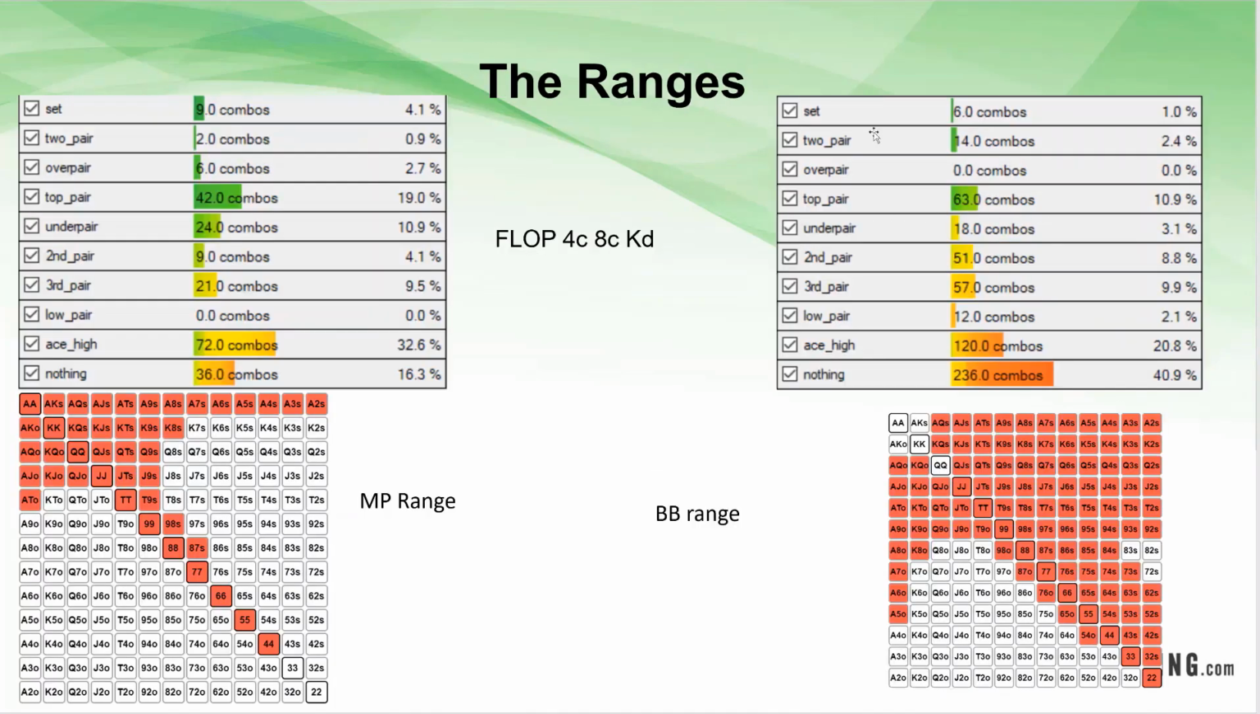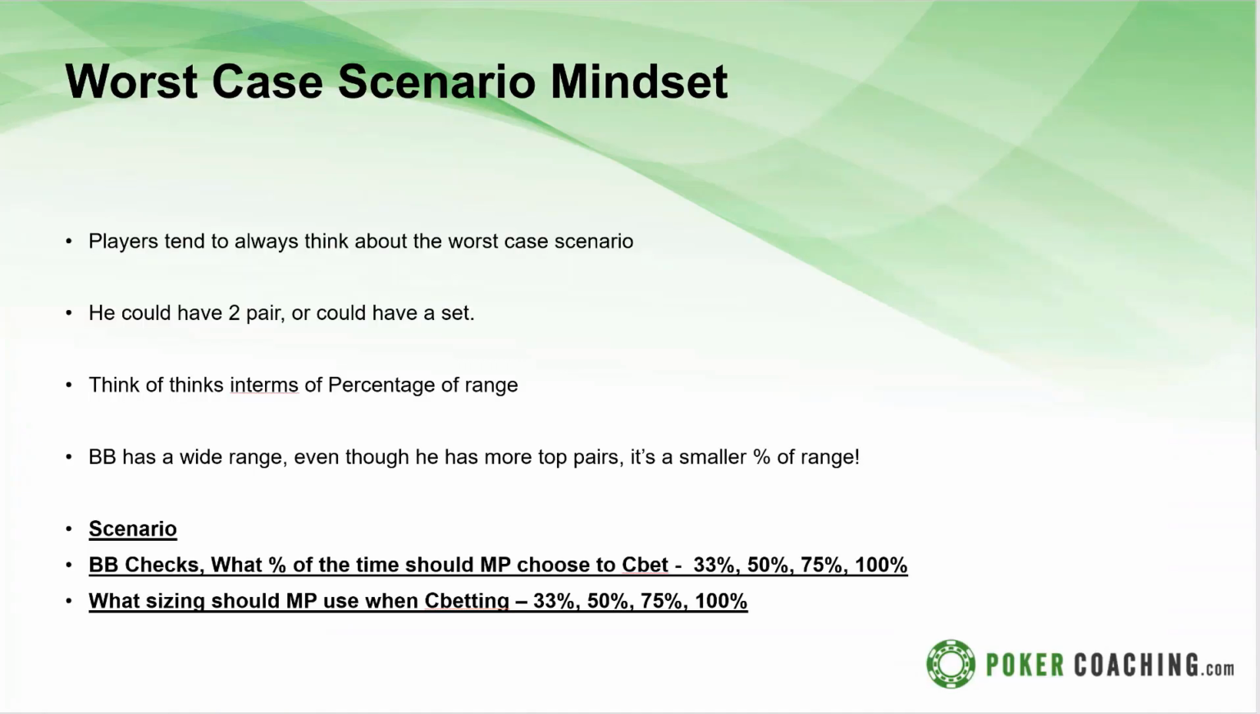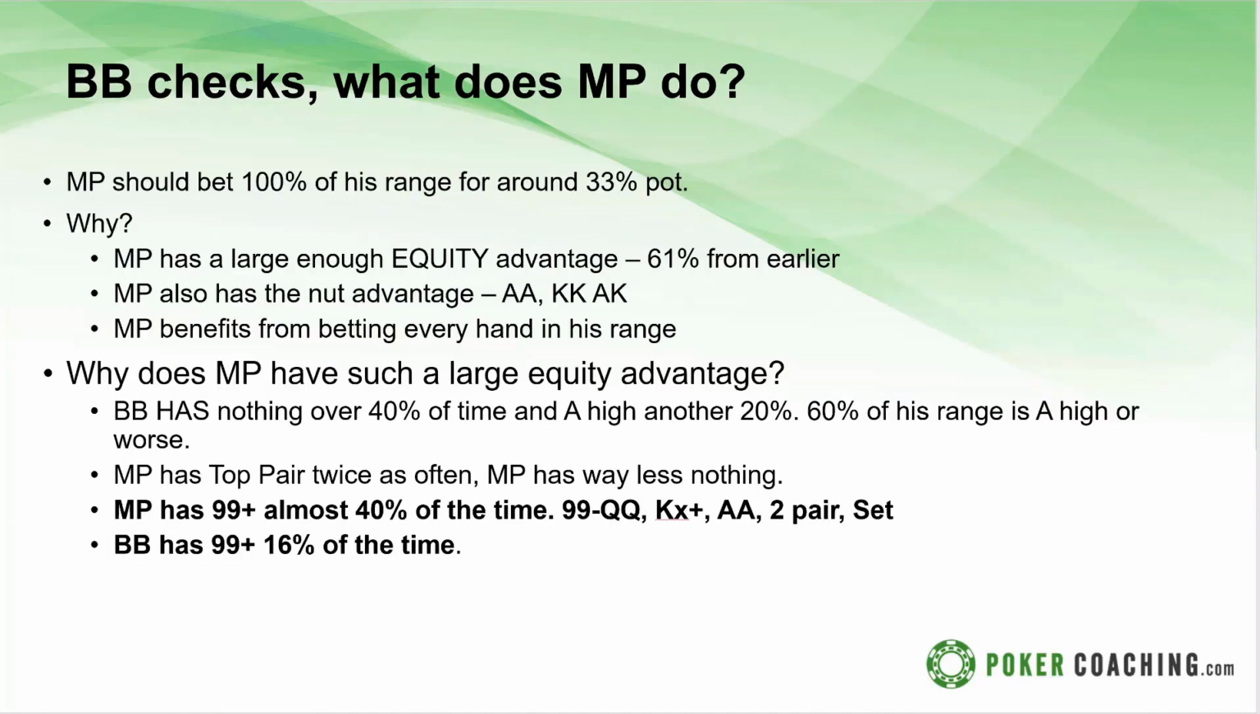We looked at it over here. He has nothing, 41%. Ace high, another 21%. But some of these ace highs are ace-5 offsuit, ace-6 offsuit, ace-7 offsuit. They have nothing going for them. Even ace-5 of hearts basically has nothing going for it on this board. So 60% of the time, his range is going to be a really crappy hand.